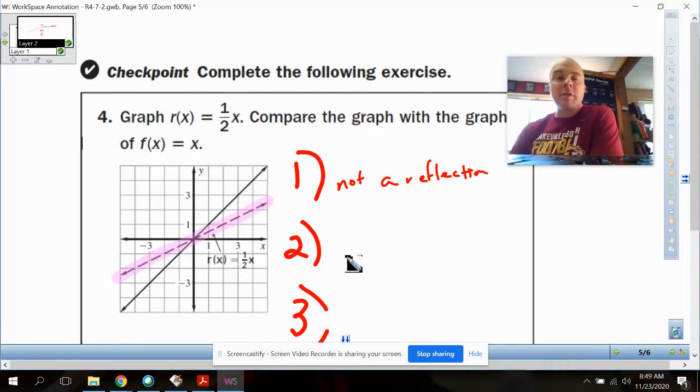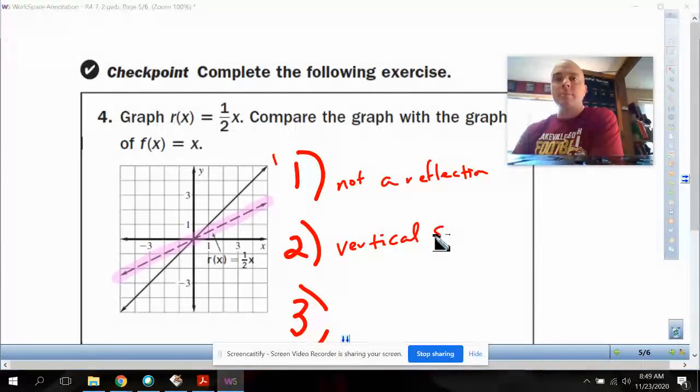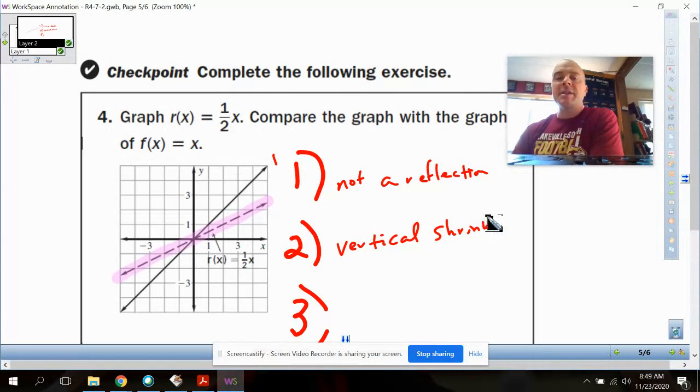Second thing I ask you to compare are the slopes. Well, 1/2 is smaller than the parent function, which has a slope of 1. So it's like everything got shrunk down. It's half as big. So we call this a vertical shrink. Last thing I ask you to compare, the y-intercepts. They both have a y-intercept at 0, so I would say same y-intercept.